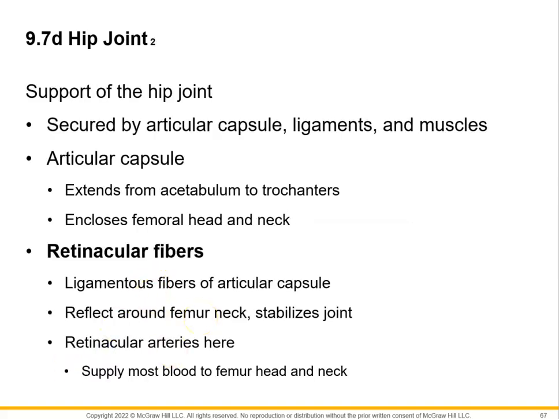Support of the hip joint. This is secured by the articular capsule, ligaments, and muscles. The articular capsule extends from the acetabulum to the trochanters and encloses the femoral head and neck. And there are retinacular fibers there that I want you to be aware of. These are ligamentous fibers of the articular capsule that reflect back around the femur's neck, helping to stabilize the joint. And they also contain arteries, retinacular arteries, that supply most of the blood to the femoral head and neck.